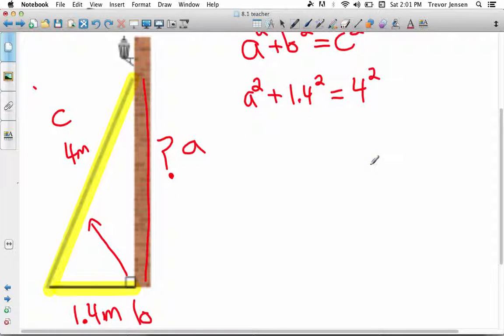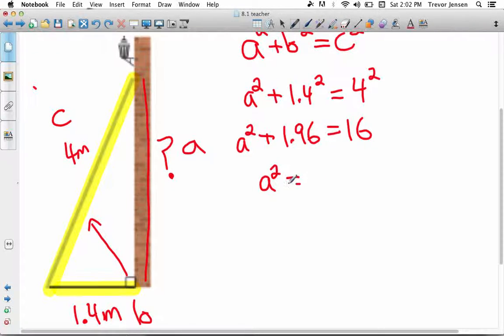I can move the 1.4 squared to the other side, or what I could do, I can evaluate these squared values now, because I know order of operations tells me to evaluate the exponents before adding or subtracting. So, okay, let's figure out what is 1.4 squared. I figure 1.4 squared is equal to 1.96. So I'll change that to a 1.96. And equals 4 squared, I know 4 squared is 16. Now I'm going to need to solve for a, so I'm going to have to isolate the a. First, isolate the a squared by moving the 1.96 to the other side.